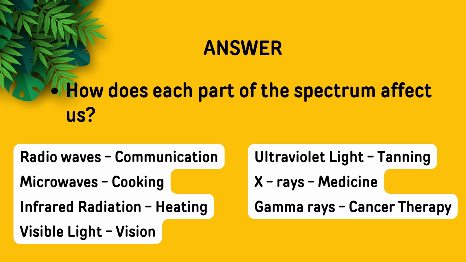Radio waves allow us to communicate, while microwaves allow us to cook. Infrared radiation affords us the ability to experience heat. Visible light allows us vision. Ultraviolet light helps us to tan. X-rays are used in medicine, while gamma rays are used in cancer therapy.